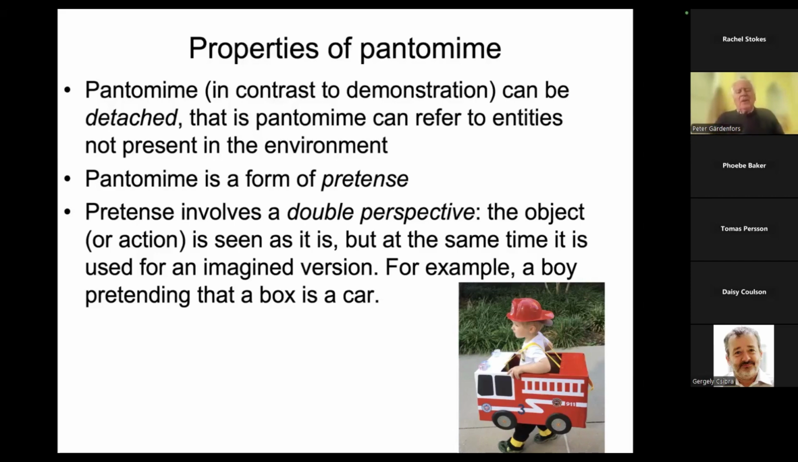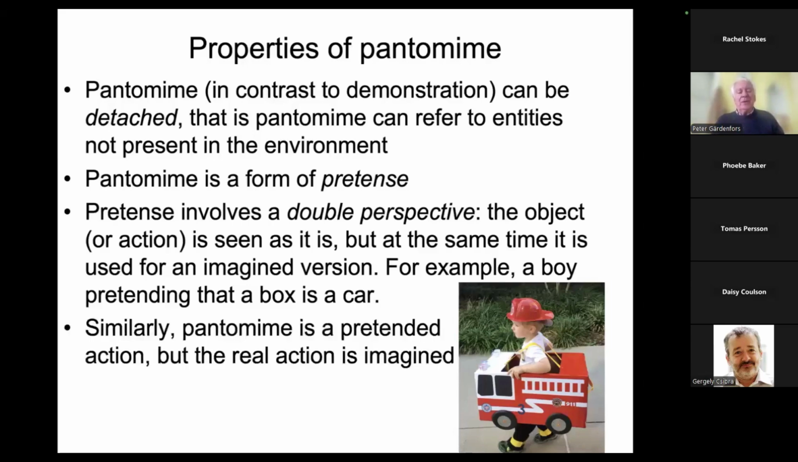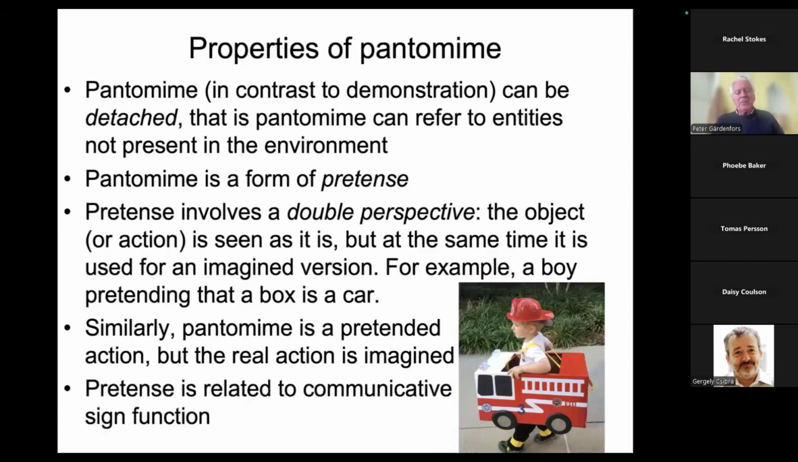So pretense has this double perspective, and that's quite important, because if you're doing a demonstration, it's only one perspective. There's only the real things and the real actions. But in pantomime, you need to pretend. And you imagine the real action. I mean, you see somebody making a movement, but you don't see the action really being performed. And I'll get back to this notion of communicative sign function in a second.